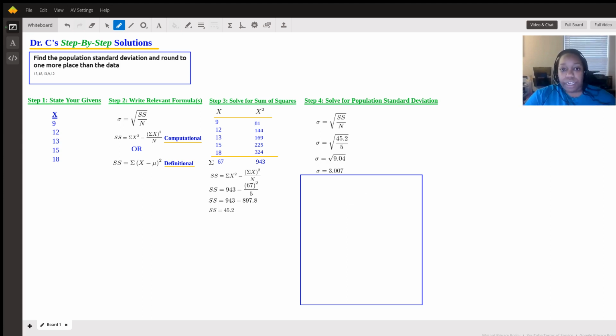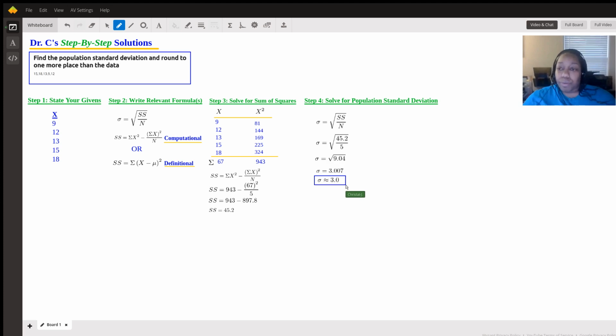That's me rounding. Now, it does say to round to one more place than the data. The data has no decimal point, so we're just going to add 1. So if we were to round it, that would give us a population standard deviation of 3.0. So your answer for this question would be 3.0.